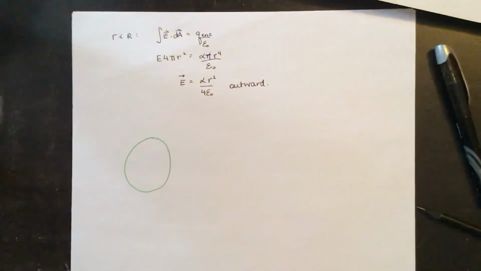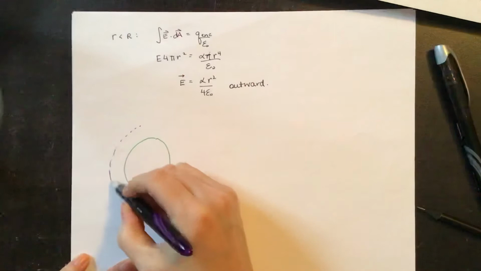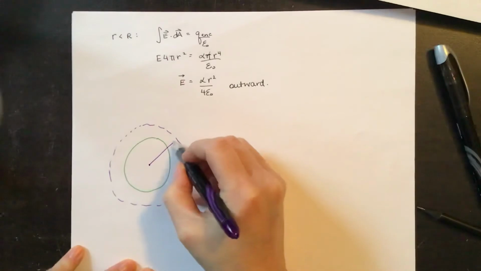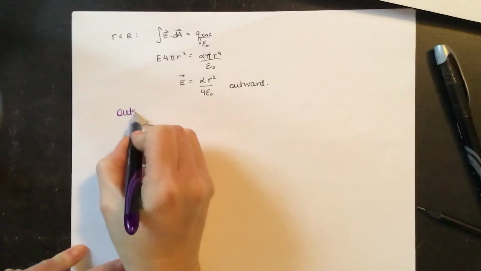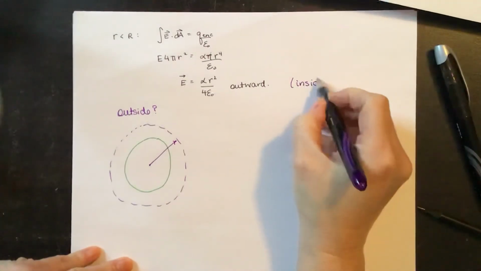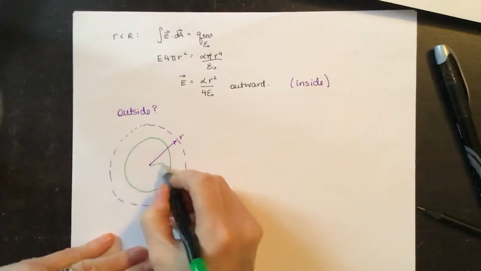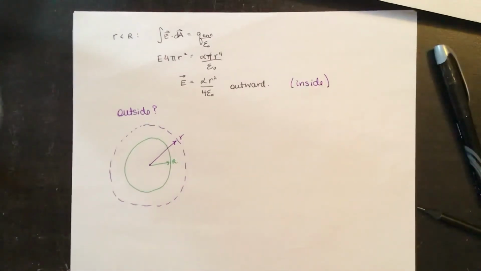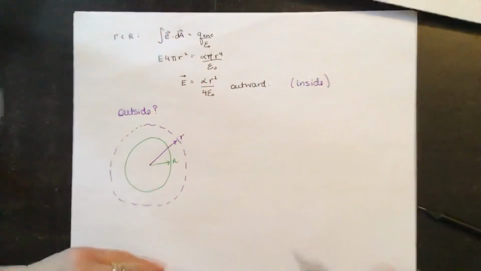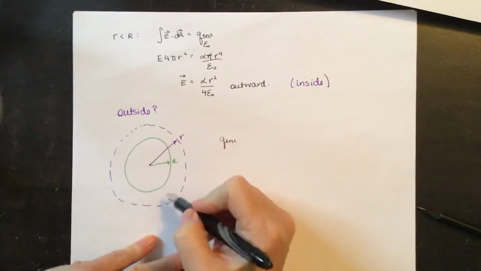So here's our total sphere. This time our Gaussian surface is out here. I'll just put outside, because that one is inside. So that's little r, this is big R. So now what we're trying to find is what is the net charge enclosed by the Gaussian surface. So Q enclosed is the net amount of charge inside this purple dotted line.